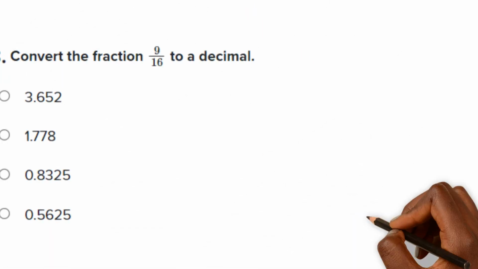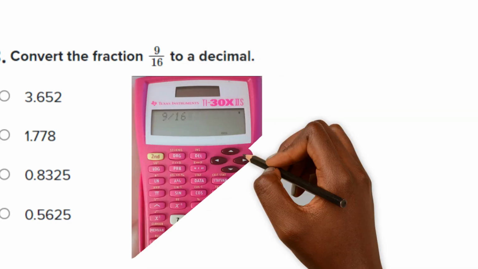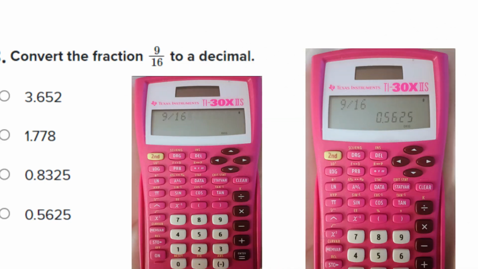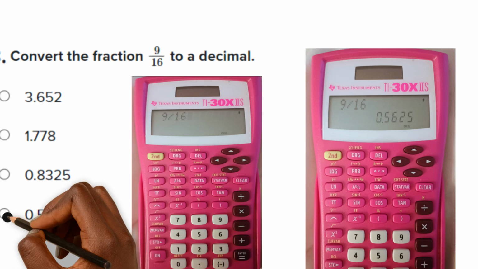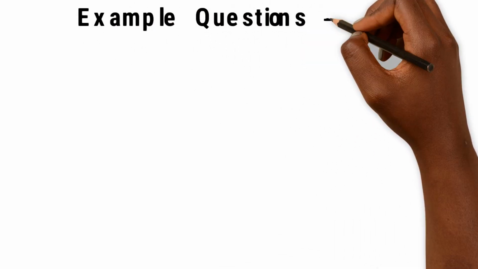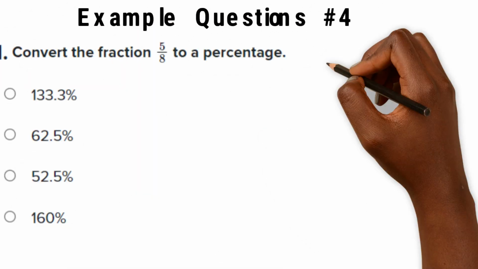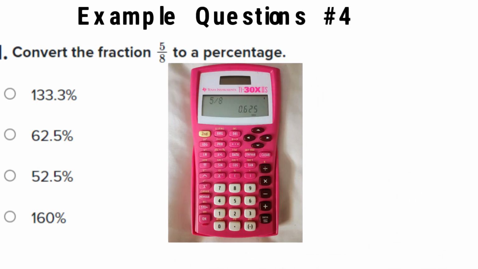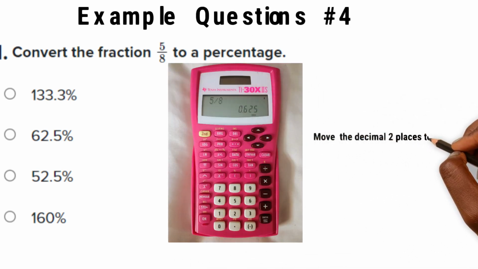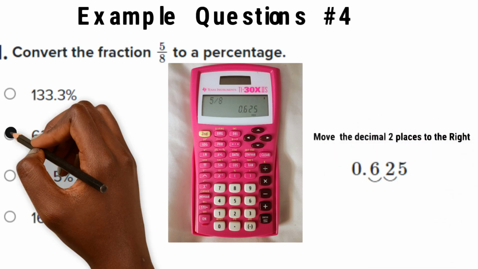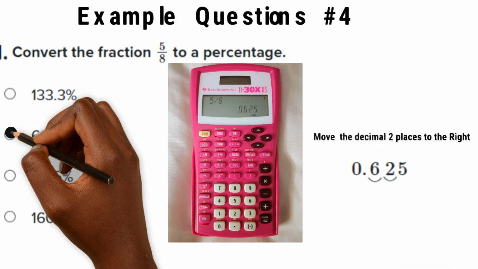So once you've grasped the concept of the previous questions, you should be able to get to this right away. You'll just simply need to plug into the calculator 9 divided by 16 to get your answer of 0.5625. Example question number 4. Convert the fraction 5 over 8 into a percentage. So using the same method as before with an additional step of moving the decimal place over 2 places to the right gives you the percent of 62.5.